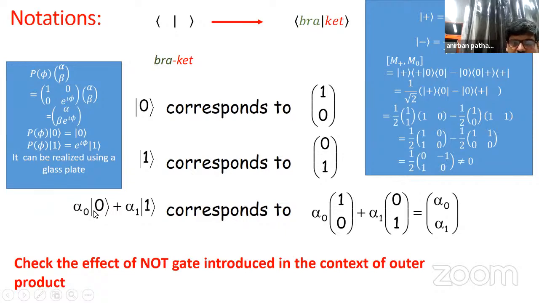If I want to write a qubit, which is a superposition of 0 and 1, I write alpha 0 ket 0 plus alpha 1 ket 1. In matrix form, it becomes (alpha 0, alpha 1). This is a general qubit. What is the probability if I do a measurement using this 0 and 1 basis? With mod alpha 0 squared, I will get 0, and with mod alpha 1 squared, I will get 1. The measurement will collapse it. Now, this is not the only basis; there are many.